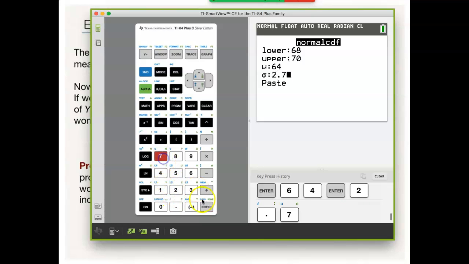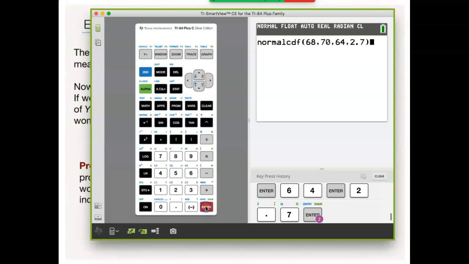If you have an older version of the calculator, it won't give you this menu. I'll show you what it will. You'll just enter it like this. So remember, the comma is right here above the 7. And you would just do normal CDF 68 comma 70 and then comma mean standard deviation. So 64 comma 2.7. And there we go. So about a 5.6% chance.